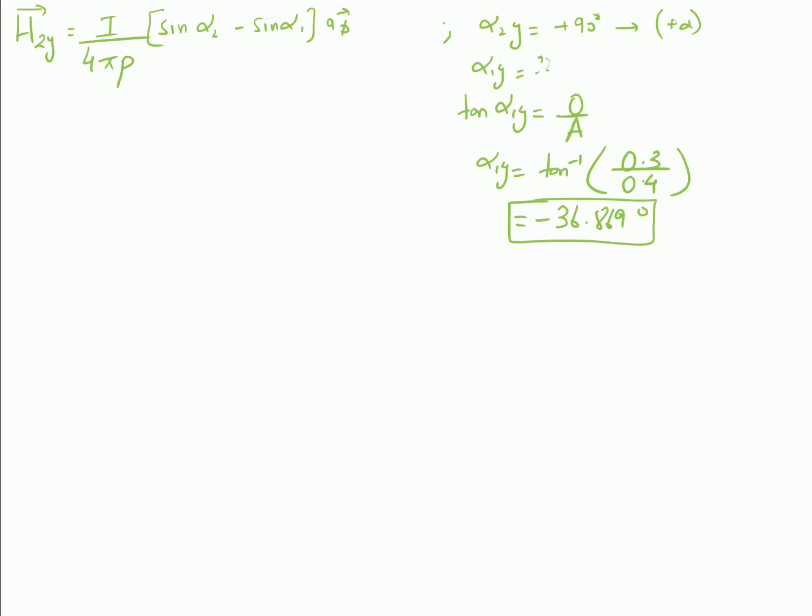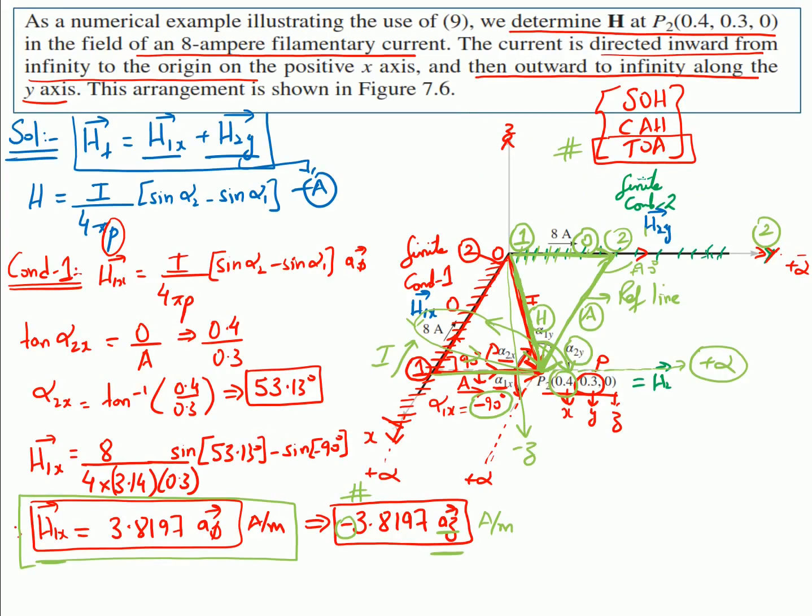Now once I have everything, we incorporate this into our equation. H2y comes out to be, current is going to be 8 divided by 4 pi. What is the value of rho? So we go back, the value of rho. So the radial line is now this one. This is rho from point 2 to the point.